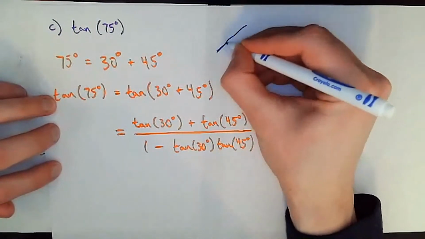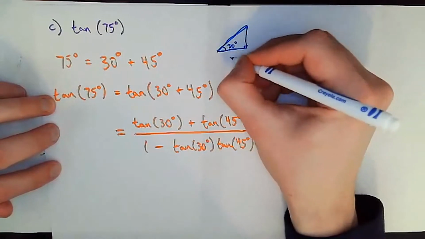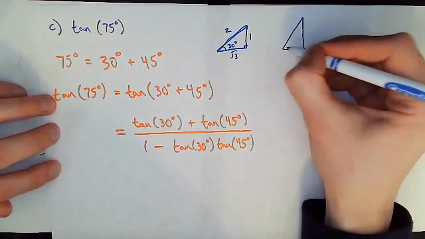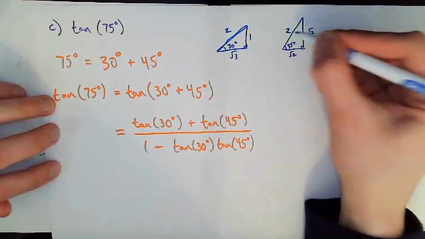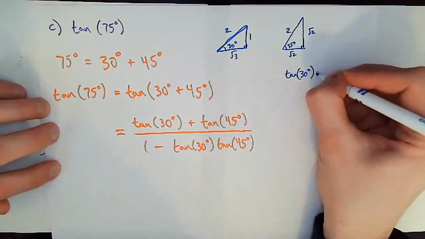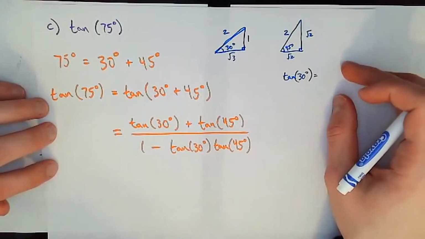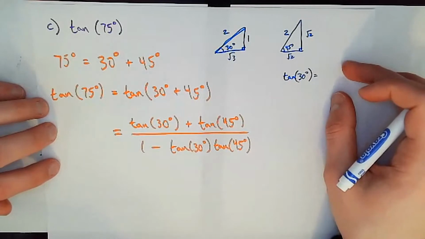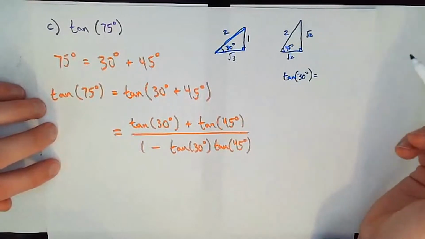First, I need the reference triangles, right? So I'll draw my 30, 60, 90 here. There's 30 degrees. This side is square root of 3. This side's 1, that's 2. And my 45, 45, 90. Square root of 2, square root of 2, and 2. All right, so tangent of 30 degrees. So I'm writing these off on the side, unlike part A and B, because the formulas aren't quite as complicated for sums and differences of sines and cosines, but for tangent, it's a bit more involved. So maybe it's helpful to put this on the side.